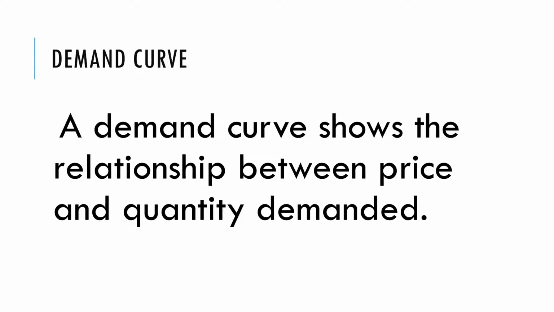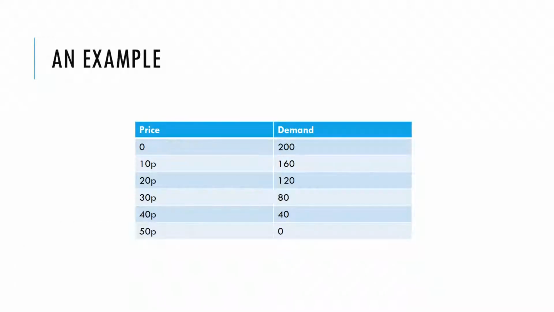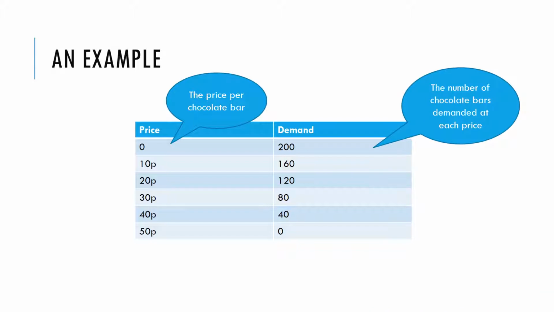The demand curve is a graphical illustration that shows us that relationship, the relationship between the price of a product and how many of them people want to buy. Let's have a look at an example. Here we have a price of a chocolate bar and the different prices at which that chocolate bar could be priced. So the chocolate bar could be maybe 10p, or it could be 40p, or it could be 30p. And on the right-hand side, we have the number of chocolate bars that people want to buy at each price, i.e. the level of demand.